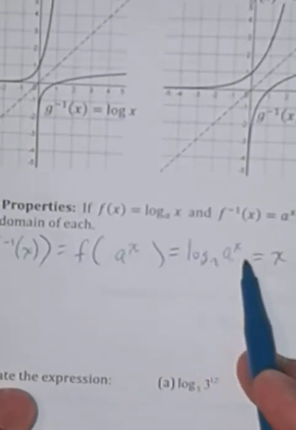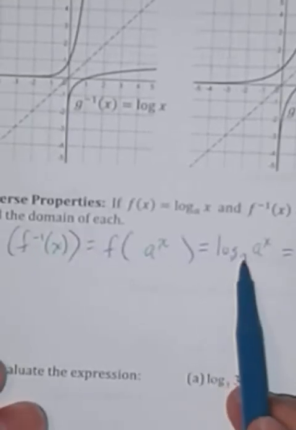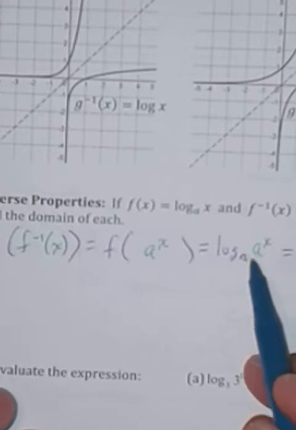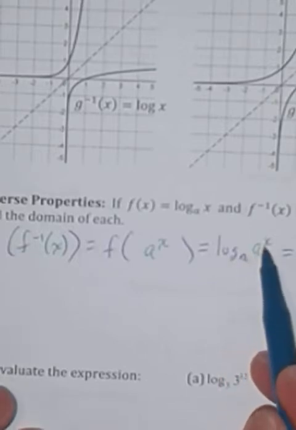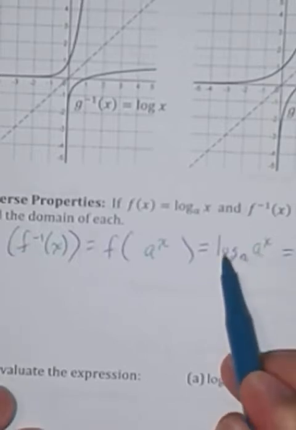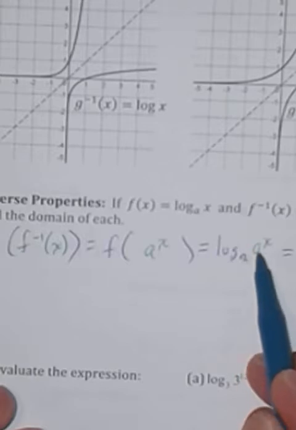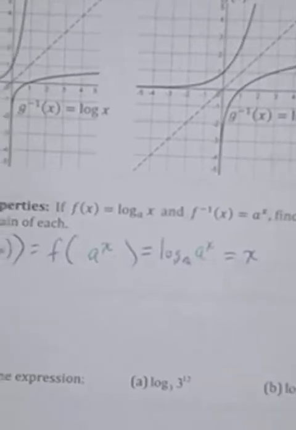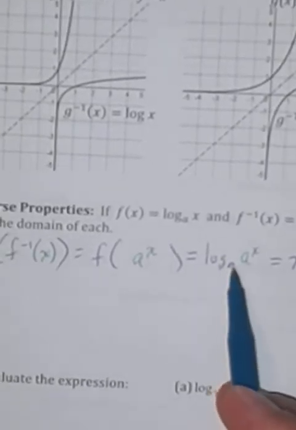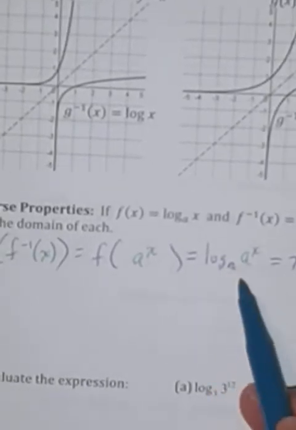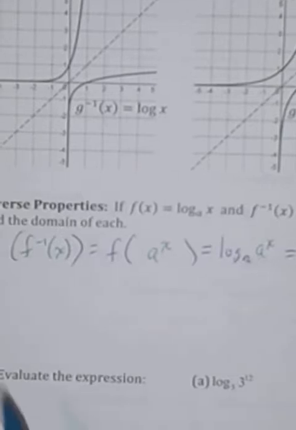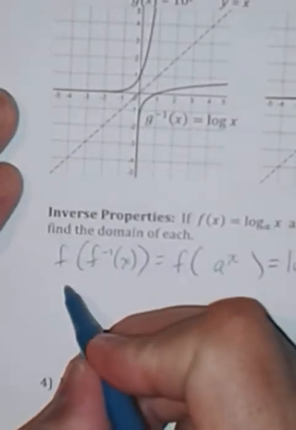So log base a of a to the x is x. Notice it's the same base, right? Log base a of a to the x, the base is a. And notice you're applying a logarithm and then an exponential, or an exponential and then a logarithm, with the same base, so you're applying f and f inverse, and that should give you x. So log base a of a to the x is x. Notice that if we think about what we just did in the previous video, a to the x equals a to the x. All right, let's do f inverse of f of x.